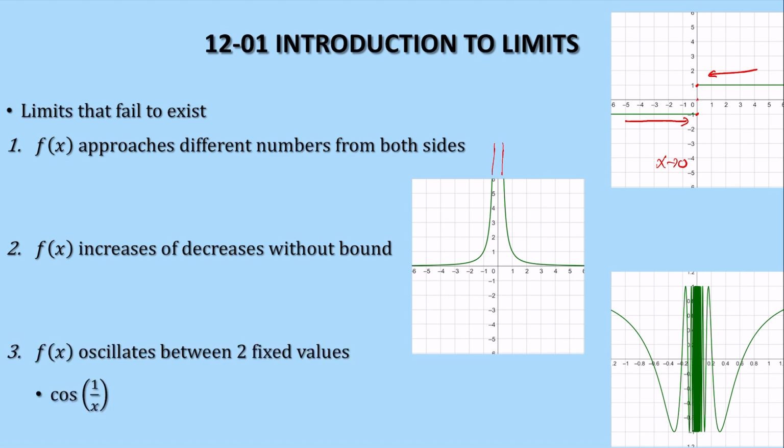Or the last one, we oscillate between 2 fixed values, such as cosine of 1 over x. So you zoom in closer and closer here at 0. For all of these, we're doing the limit as x approaches 0. There's just more and more oscillations between +1 and -1. And so you can't tell what it is, because the more you zoom in, the more oscillations there are. So those are the 3 limits that don't exist.